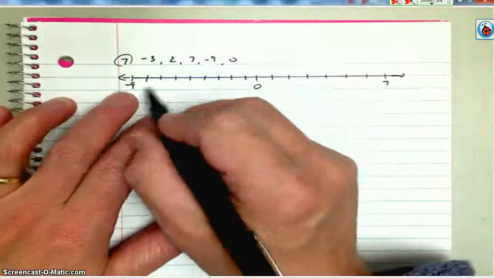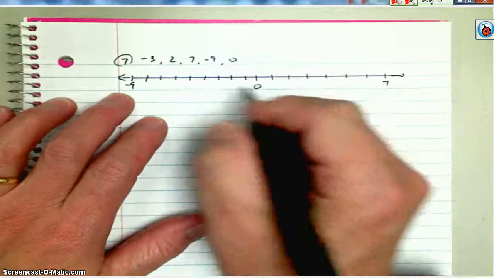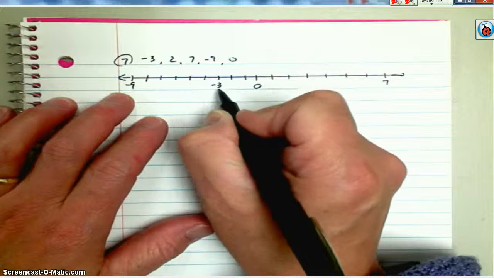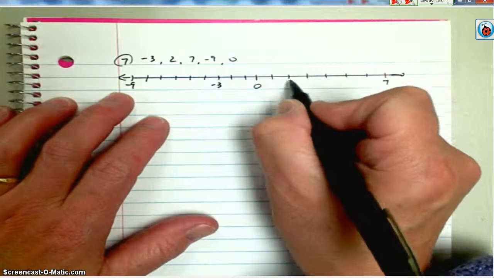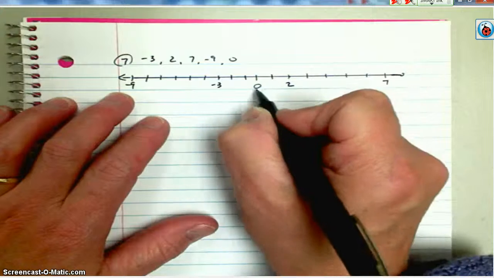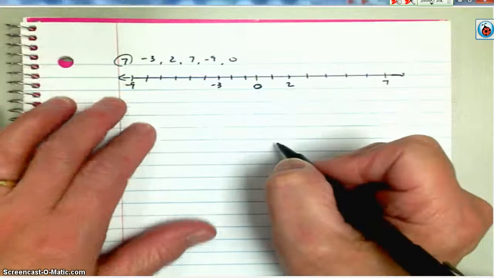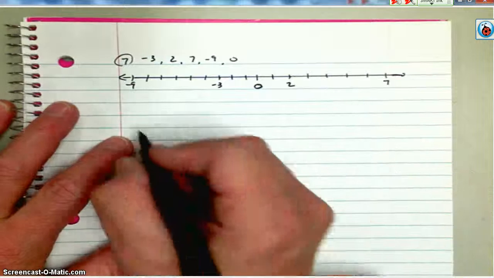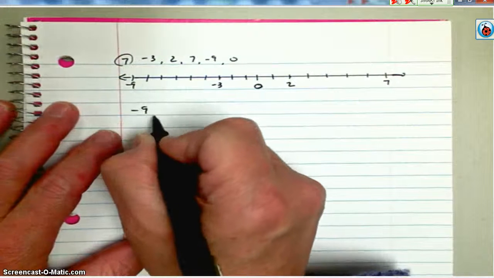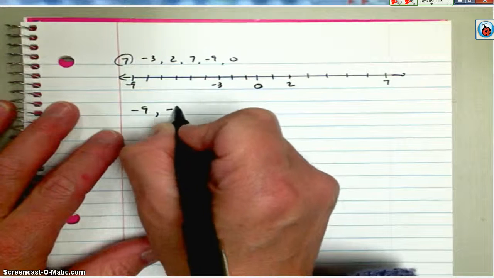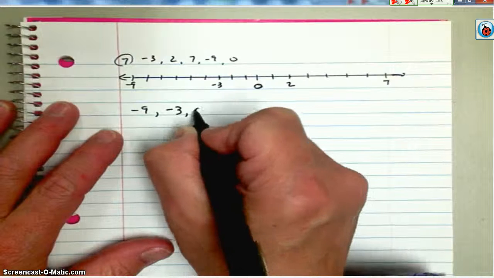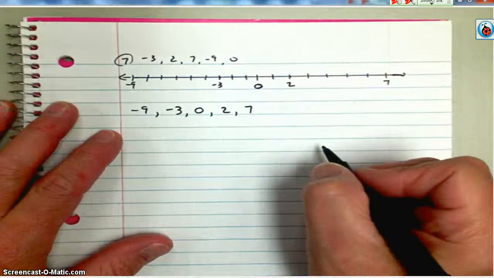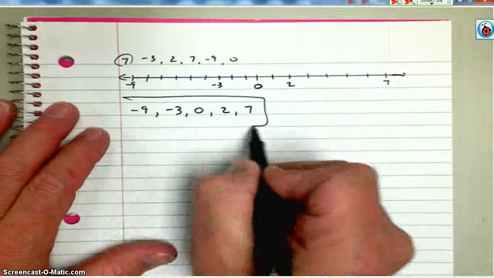So if we have our negative 9 and we have our positive 7, and then we also have a negative 3, so 1, 2, 3, negative 3, and then 1, 2, positive 2, and of course 0 is already marked. So if you're putting them in order from smallest to largest, we can very easily see that negative 9 is the smallest number, negative 3 comes next, and then 0, and then 2, and then of course 7. And we can box that in to set that apart.